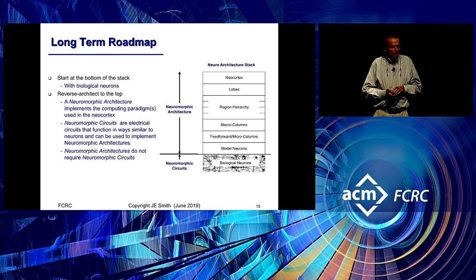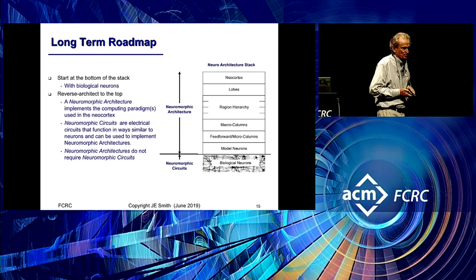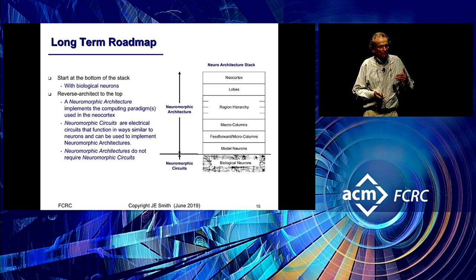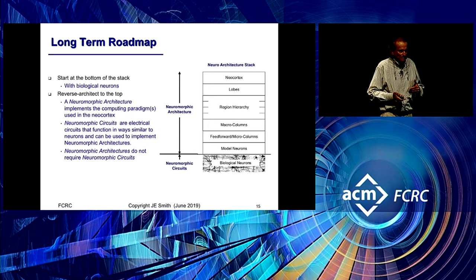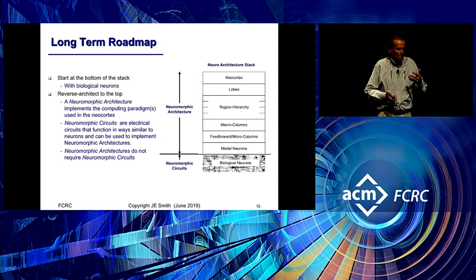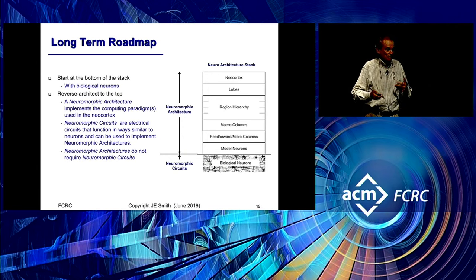In terms of definition of terms, I used to avoid the word neuromorphic because it was a little bit too fancy for me, maybe. But I've come to embrace it because I define a neuromorphic architecture as being something that implements the paradigm. And one reason I've embraced it is I've separated it from neuromorphic circuits, where a neuromorphic circuit is simply an electrical circuit that functions in ways that are similar to neurons. And this is one way you can implement the neuromorphic architecture. But you don't require neuromorphic circuits, and this is the important point, to implement neuromorphic architectures.